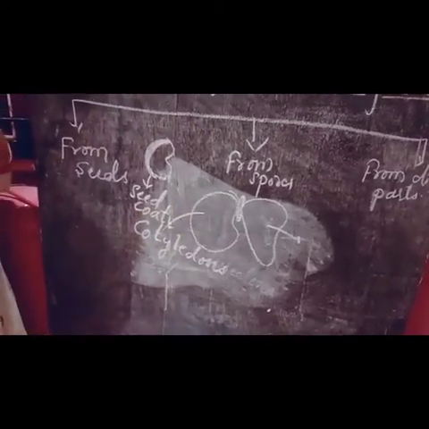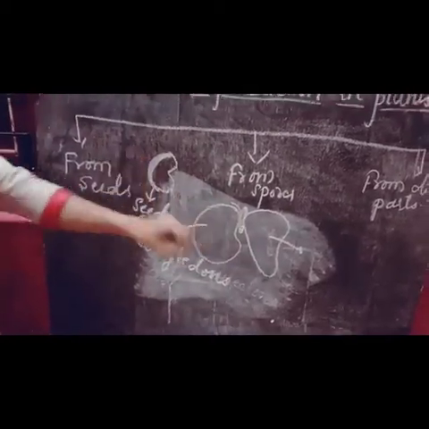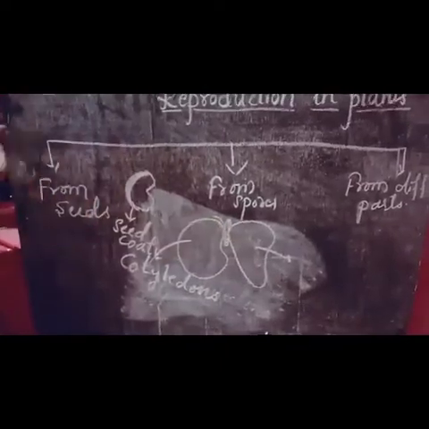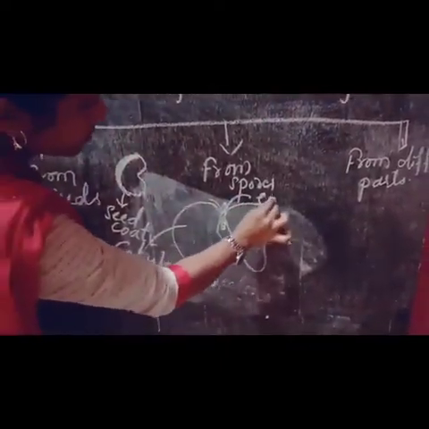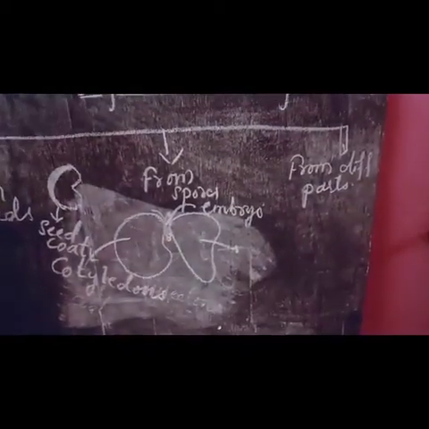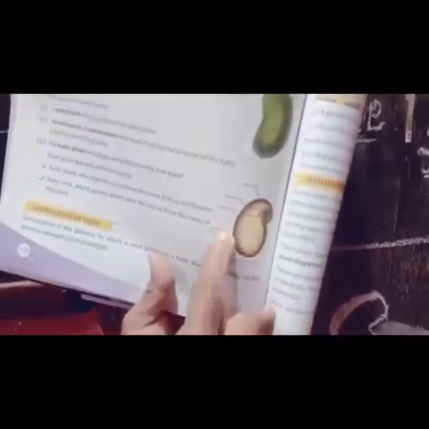Seed coat. And inside this, if you see here, you can see a small outgrowth inside this seed, the cotyledons. So they are nothing but the embryo. Here you can see, just look at your textbook. So this outer part is the seed coat.